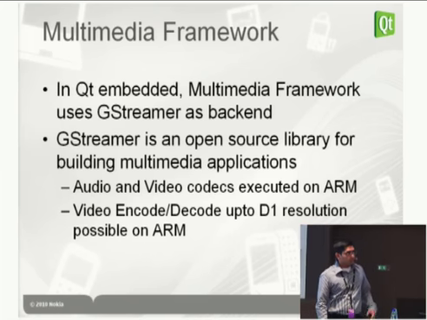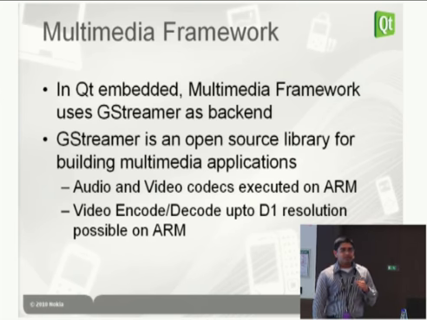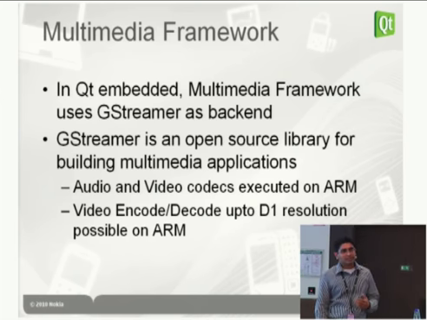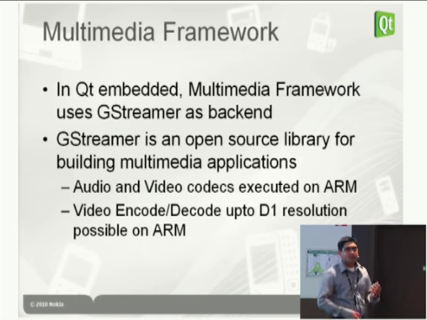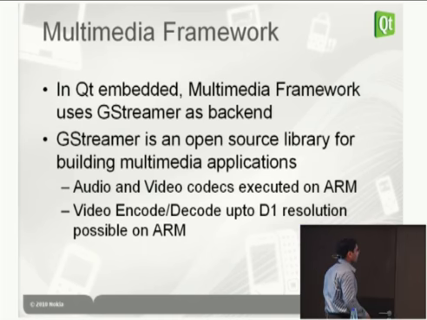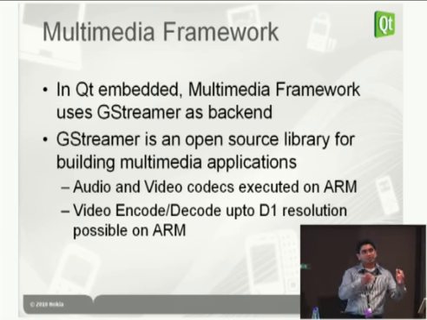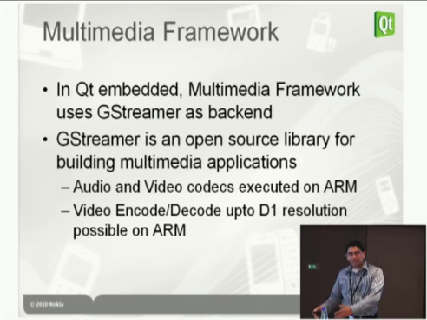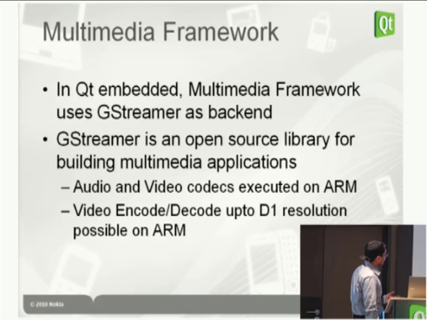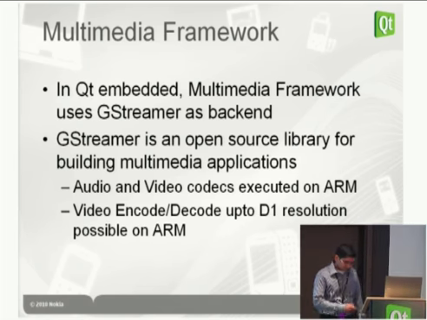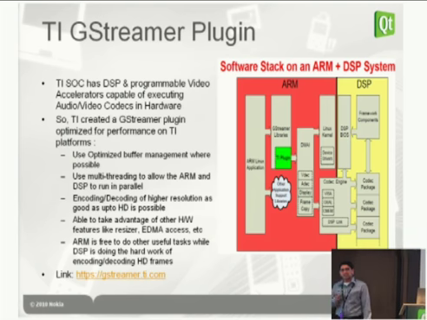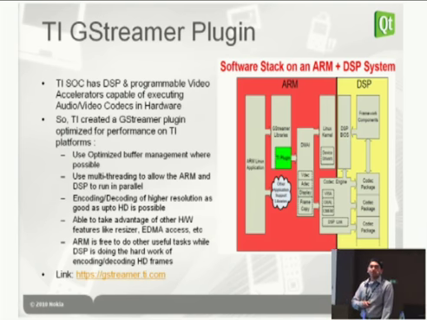So in Qt Embedded, the multimedia framework is using the GStreamer library as a backend. What is GStreamer? GStreamer is an open source library that is used to develop multimedia applications. If used unmodified directly from the open source, the audio and video codecs will be executed on the ARM, and we will be able to decode video frames with resolution as good as D1. However, TI has fixed or floating point DSP as well as programmable video accelerators, which are capable of running video and audio codecs in hardware.